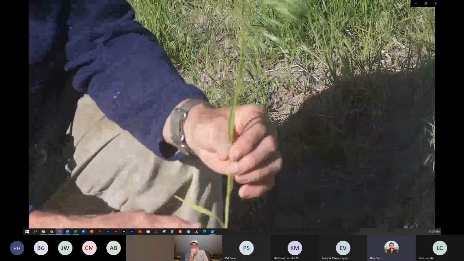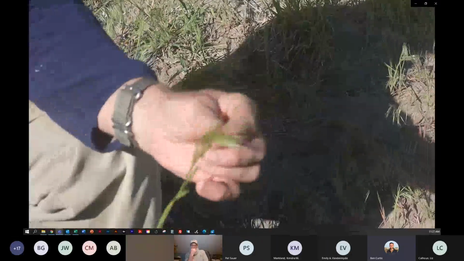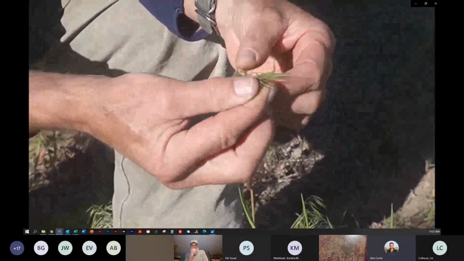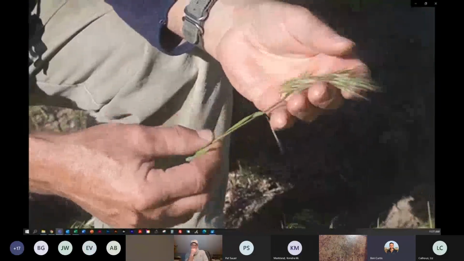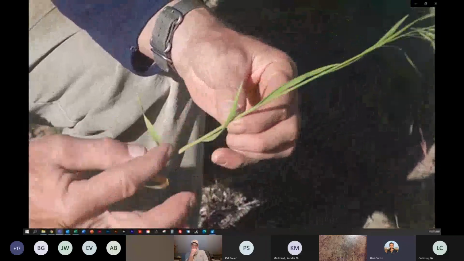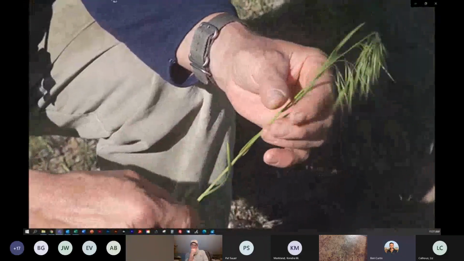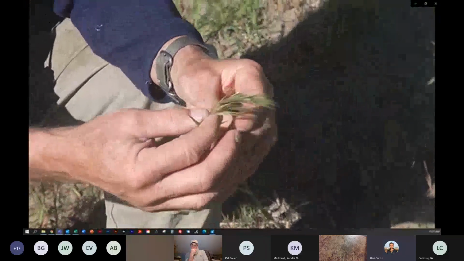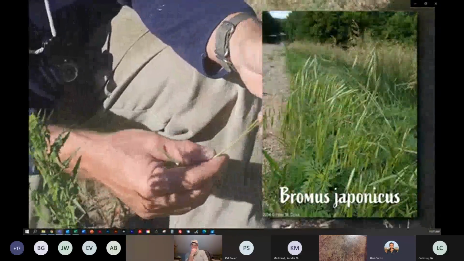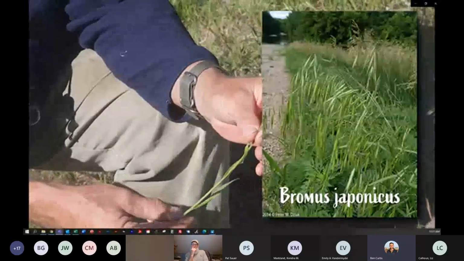So this is a brome, annual brome. Based on, again, what I can see here of the developing florets and the spikelets and the awns and so forth, it looks like it's Japanese brome. The amount of pubescence I'm seeing on the sheaths down here, and just its overall gestalt look, it looks like Bromus japonicus, which again is an annual, non-native species of brome.